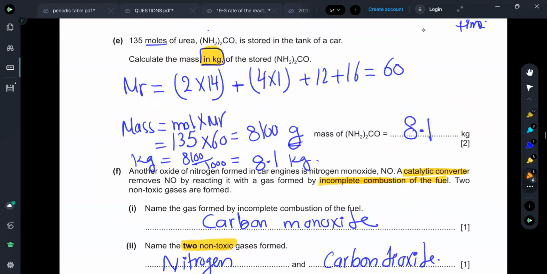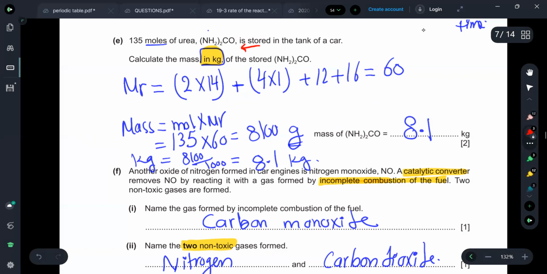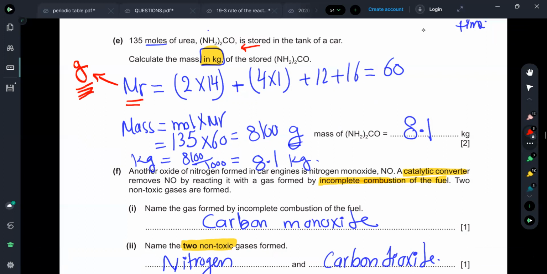Now, number E. 135 moles of urea is stored in the tank of a car. Calculate the mass in kilograms. Take care, in kilograms, not in grams. So first, calculate Mr. Mr is always in grams. We have 2 nitrogen, 2 times Ar for nitrogen, which is 14. So 2 times 14 plus 4 times 1 for hydrogen with Ar 1, plus 12 for carbon plus 16 Ar for oxygen. So it will be 60 grams. Take care, Mr is in gram units.